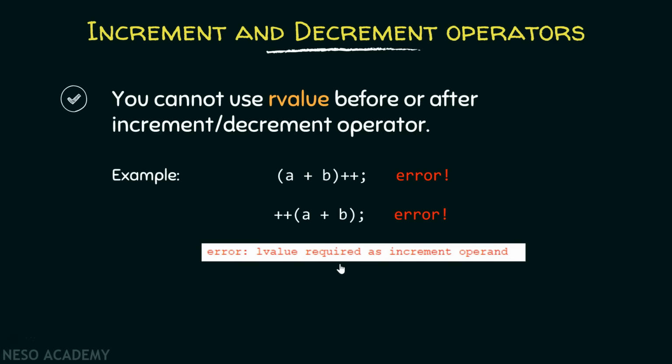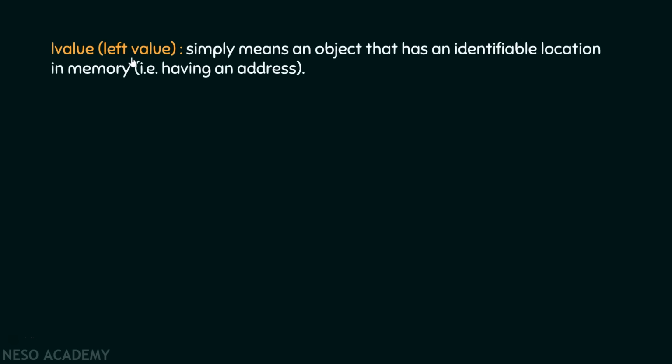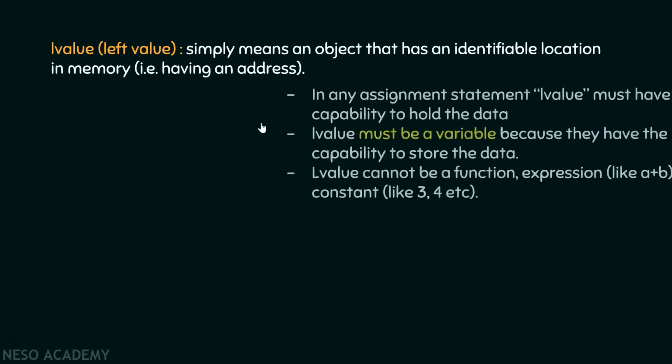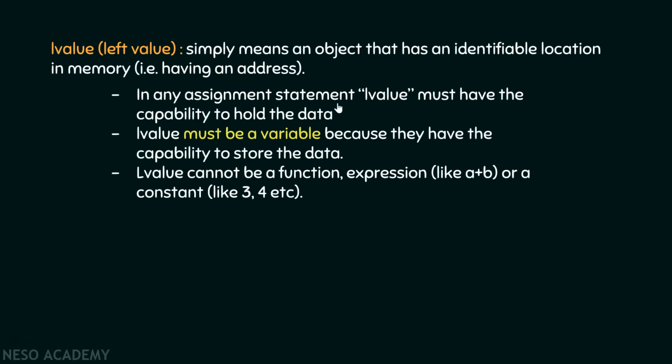Let's try to understand the meaning of L value and r value. L value or left value simply means an object that has an identifiable location in memory, that is, having an address. L value simply points to or refers to a memory location. In any assignment statement, L value must have the capability to hold the data. L value must be a variable because they have the capability to store the data.